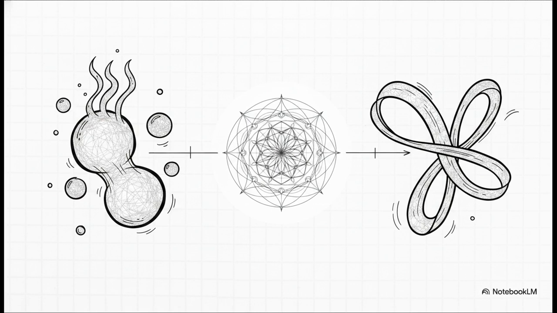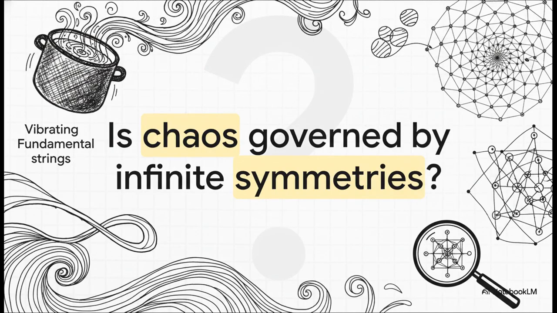So think about that for a second. Whether a physicist is tracking a boiling phase transition or mapping out fundamental strings, they are using the exact same infinite 2D mathematical blueprint from this very paper. Which brings us to the end of our explainer.